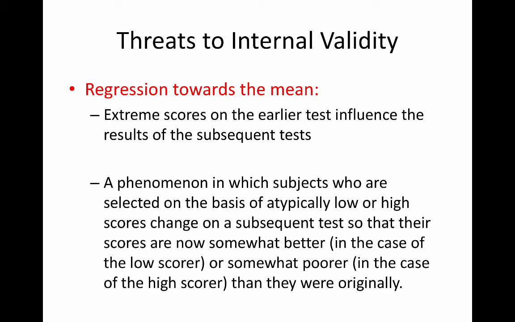Another threat is regression to the mean. This is, let's say, taking people with the poorest scores and using them in your study. Then, if they're at the bottom, they have nowhere to go but up from your treatment. Or if you take people at the very top, they have nowhere to go but down. So extreme scores on earlier tests could influence the results on other tests. In this phenomenon, subjects are selected on the basis of atypically low or atypically high scores so that their new scores are now somewhat better or somewhat poorer than they were originally.